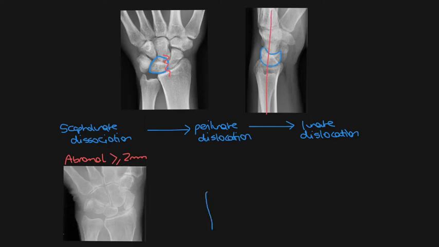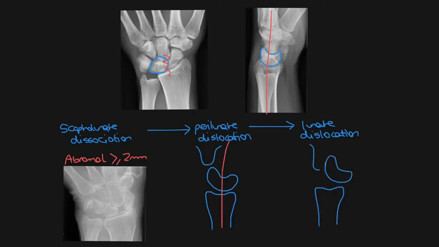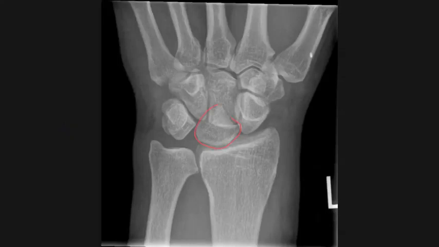In a perilunate dislocation, you'll see the distal radius lining up with the lunate, but the capitate will be out of line. In a lunate dislocation, you'll see the distal radius and the capitate in line, but the lunate will be out of line. Let's take a look at this example.